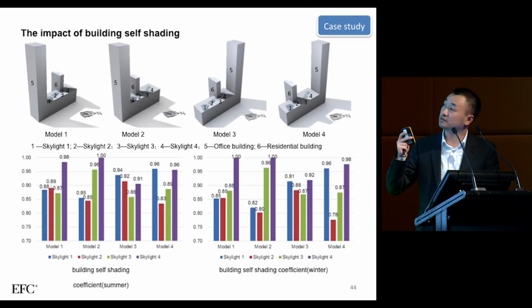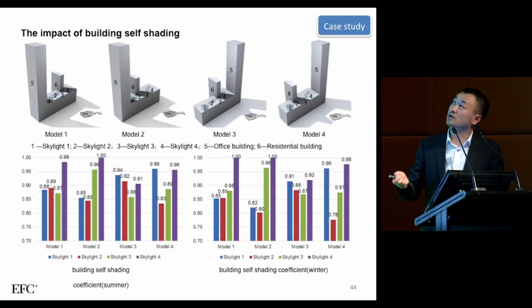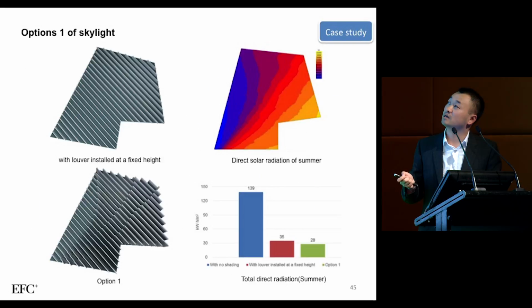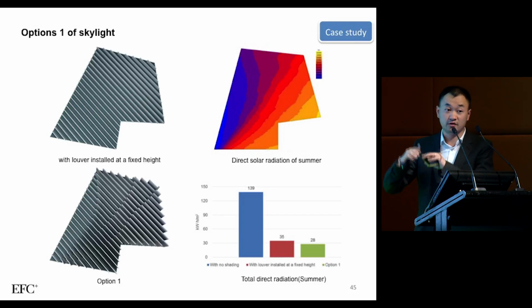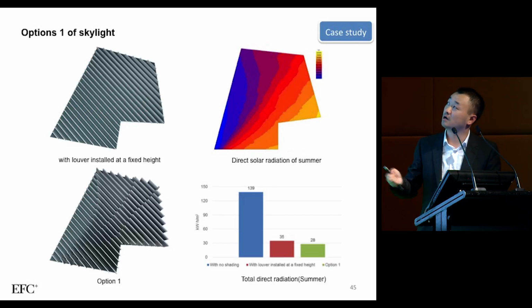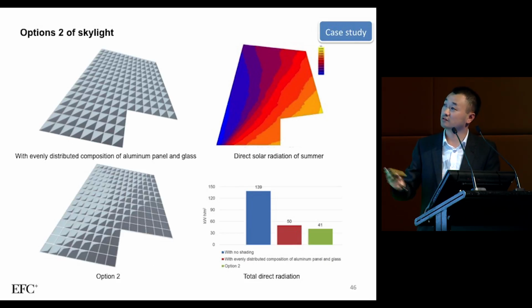And this is sun shading, the self-shading of the building. Actually, we can design the skylight in different ways according to the solar radiation in summer. So we can use a consistent height of louvers, or we can use various heights of louvers according to the radiation in summer. So we will get different energy consumption here. That's for another way.